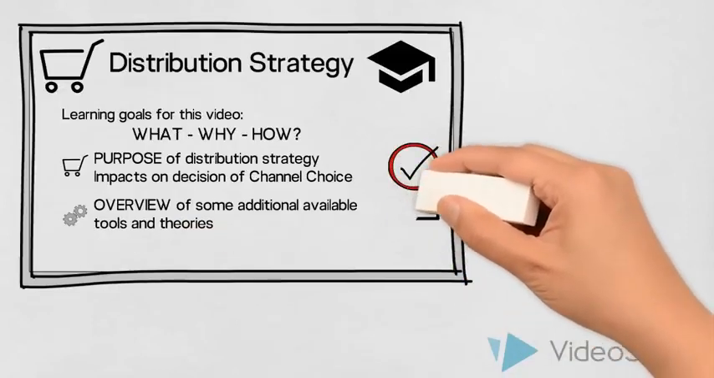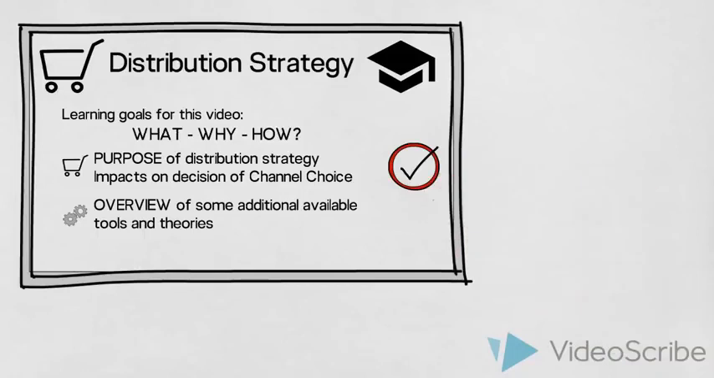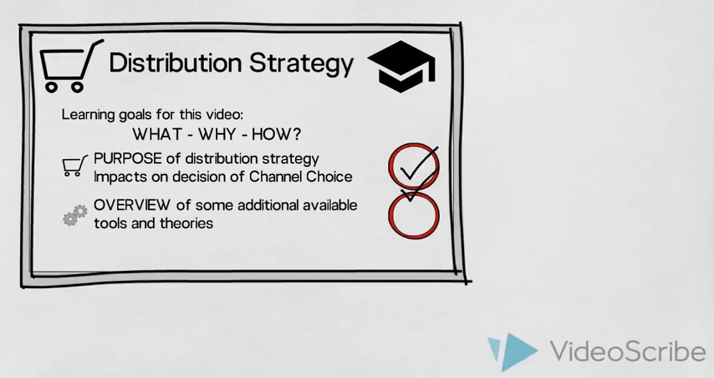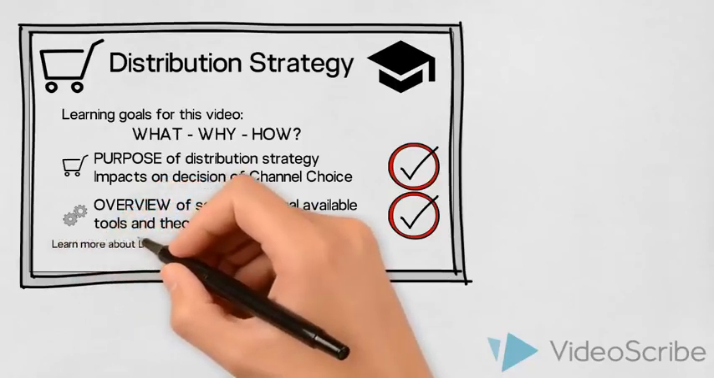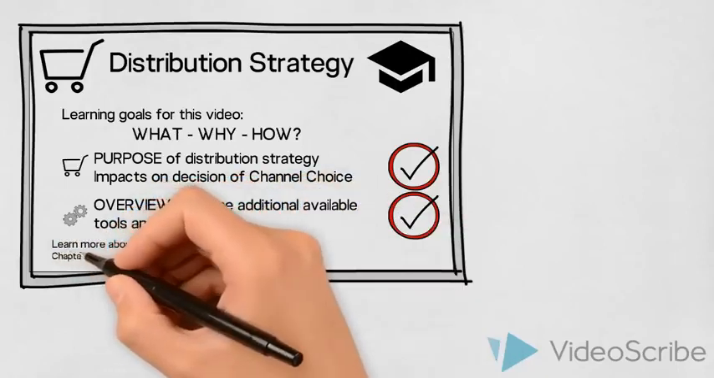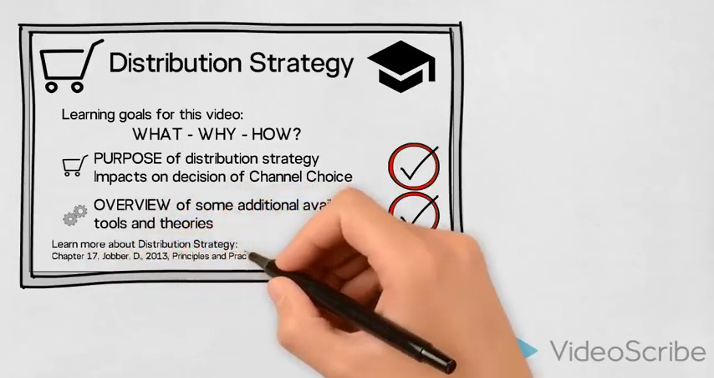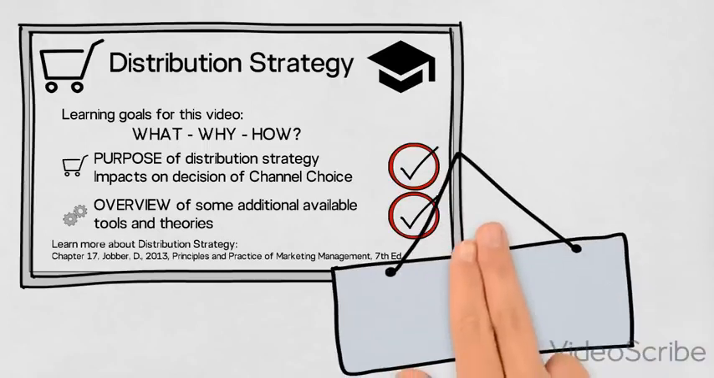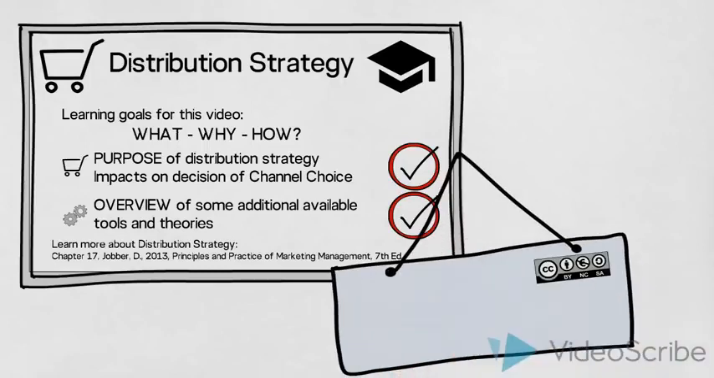We have now established an understanding of the purpose of distribution strategy, the different factors that impact our choice, and lastly we have presented an overview of some additional tools and theories available to us when determining a suitable place to distribute our product or service. To learn more about distribution strategy and how to use the different tools and theories introduced in this video, I recommend that you read Chapter 17 in David Jobber and Fiona Ellis-Chadwick's Principles and Practice of Marketing Management, 7th edition.